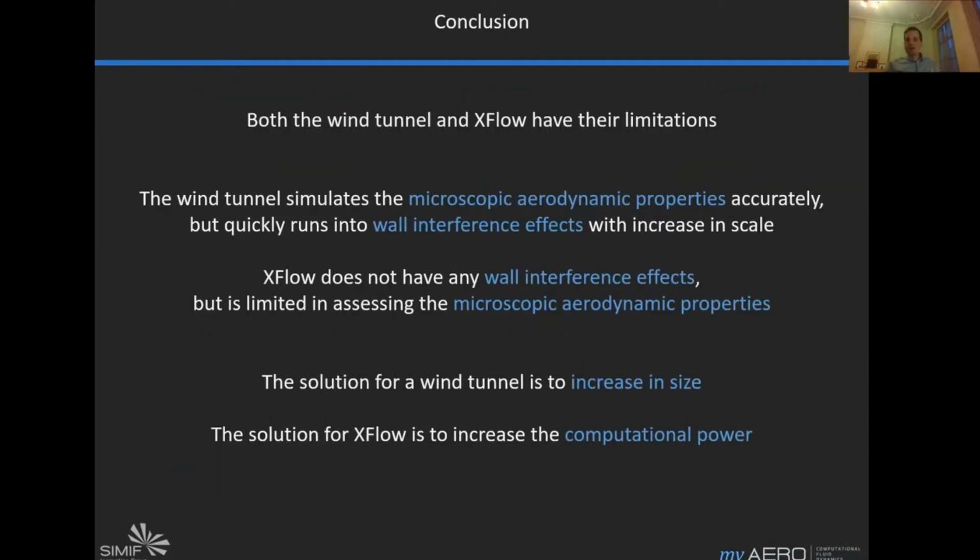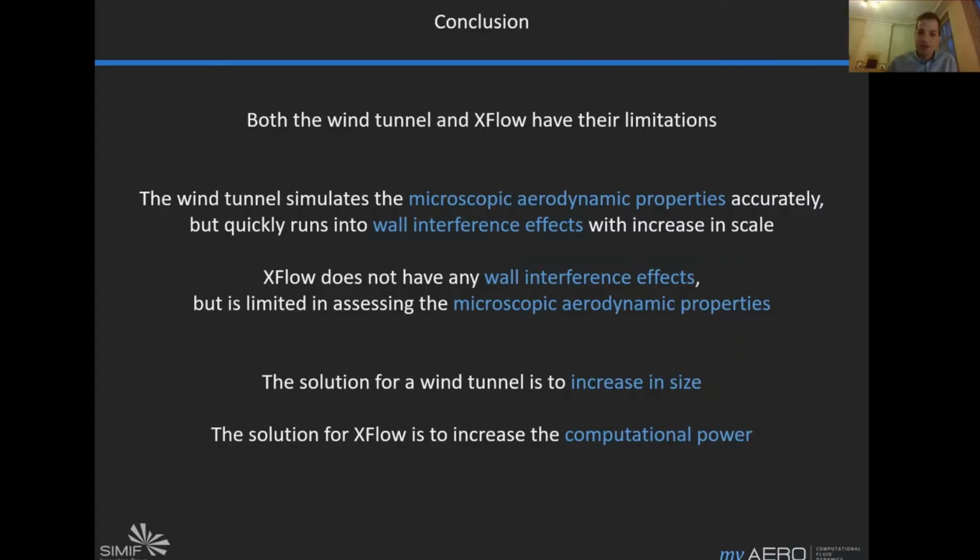So we go into a conclusion, and that is that both the wind tunnel and XFlow have their limitations. The wind tunnel does simulate these microscopic aerodynamic effects very accurately. However, we've seen that it runs quickly into wall interference effects when we increase scale. XFlow, on the other hand, does not have any wall interference effects. At least you can give it wall interference effects, but it doesn't necessarily have them. However, it's limited by computational power to assess these microscopic aerodynamic properties in the boundary layer.